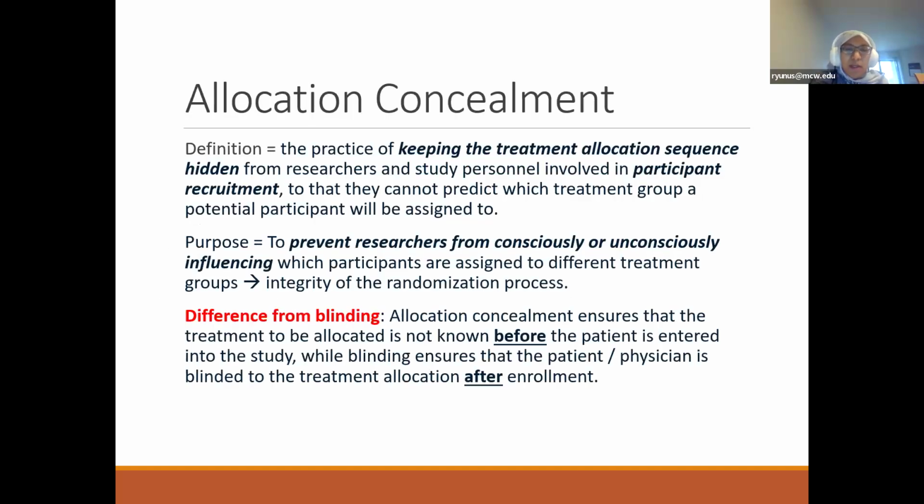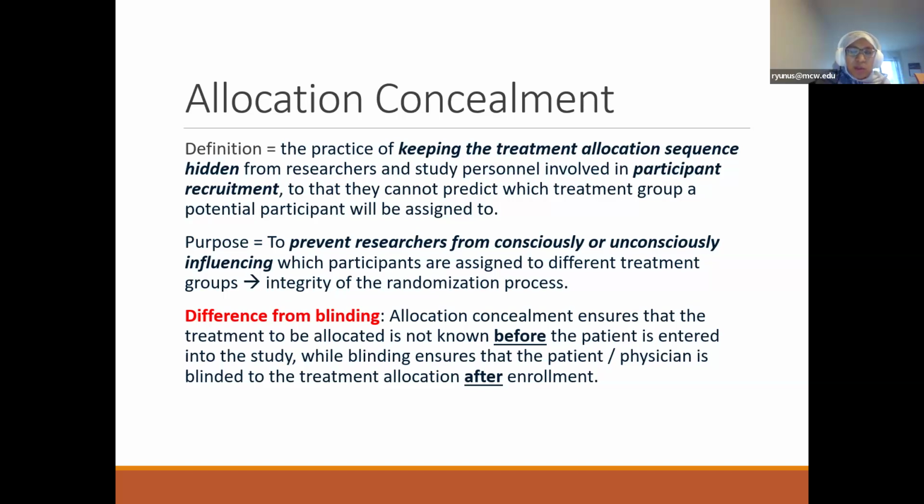Okay, the last concept, allocation concealment. This is also important. It is quite similar to blinding, but it's different, and I'll tell you the difference. Allocation concealment is the practice of keeping the treatment allocation sequence hidden from researchers and other individuals involved in the study. This happens usually at the recruitment stage.